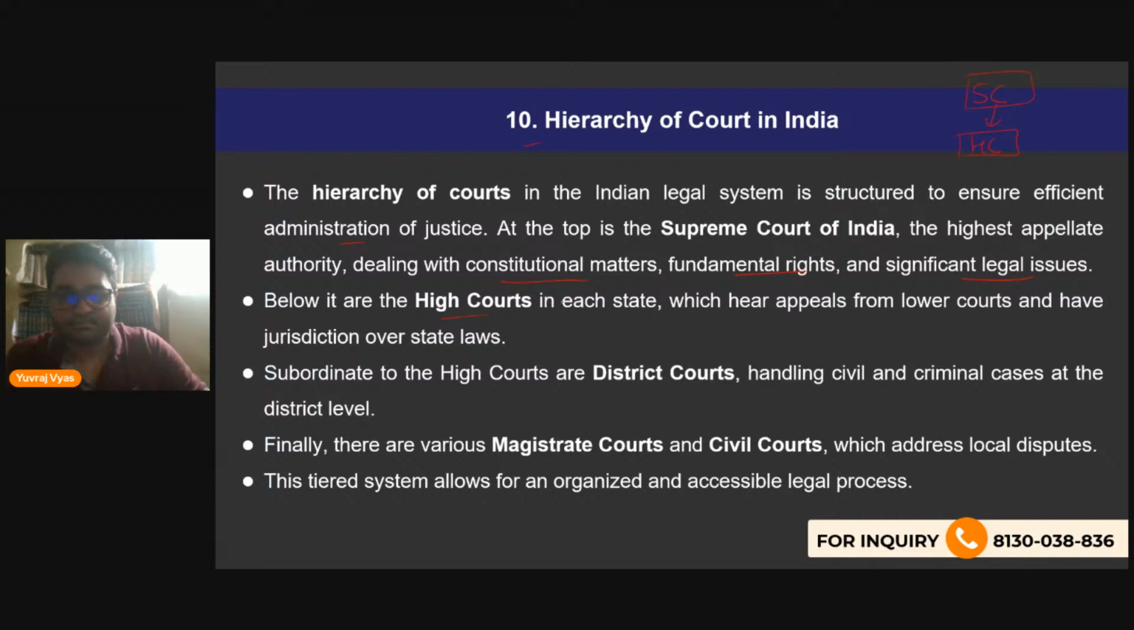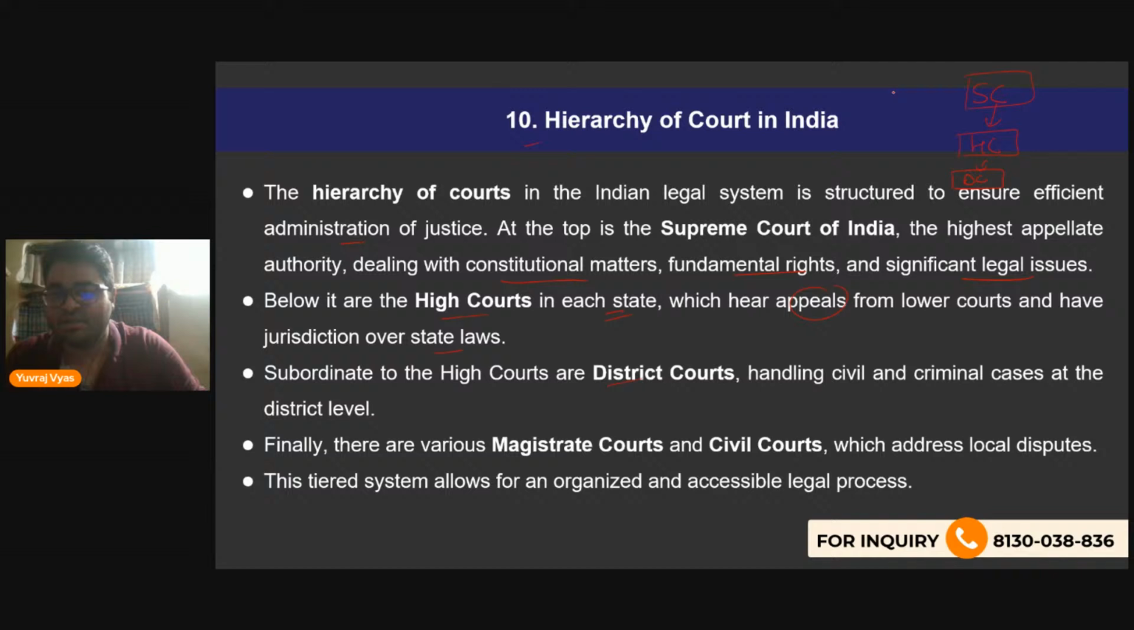Okay. Below it are the high courts in each state. So each state has a high court. For example, Gujarat will have one high court, Madhya Pradesh will have one high court, like that. Each state, which hear appeals from lower courts and have jurisdiction over state laws. Subordinate to the high courts are the district courts. So below this, you have the district courts, which are in each district.